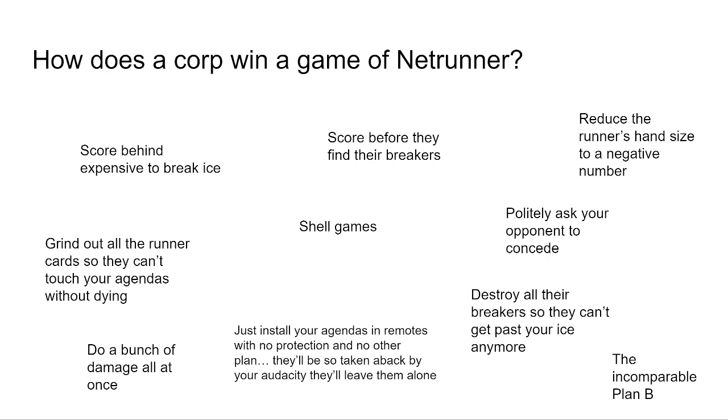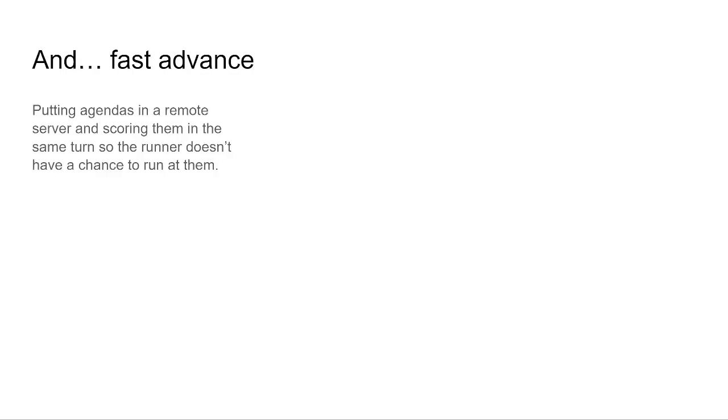So how does the Corp win a game of Netrunner? There's a lot of options. Oftentimes, Corp will have access to more than one way of winning, that they'll sort of use the pressure of one to enable the other and vice versa, and especially if the Corp's deck is good. And one Corp win condition that historically has been very effective is fast advance. What fast advance is, is putting an agenda on the table, installing it, and scoring it in the same turn that you install it, such that the runner never gets a turn to go try and get that agenda.